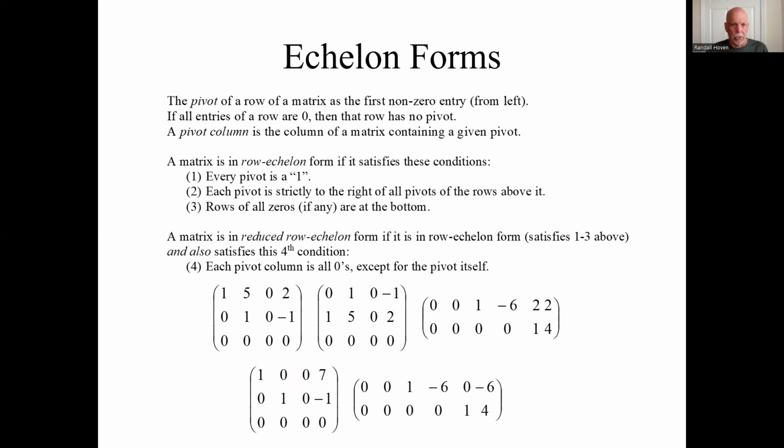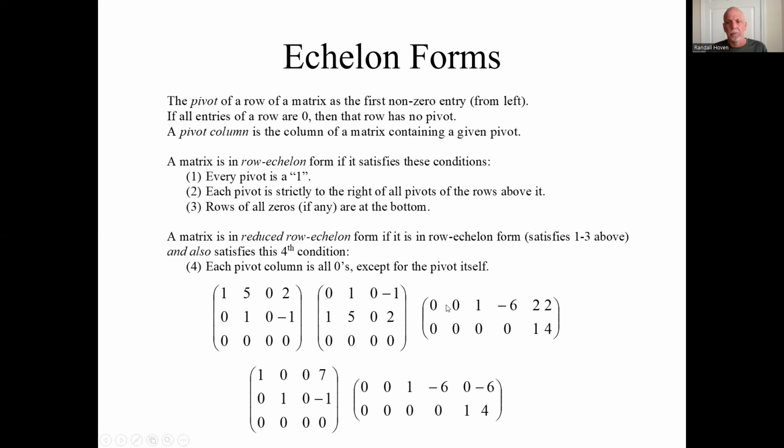What about this one below it? Pivot here, 1, pivot here, 1, row of all zeros. This one is to the right of that one. It is in row echelon form. 2 pivots. Here's the first pivot column. Zeros other than the pivot. Here's the second pivot column. Zeros other than the pivot. This one is in reduced row echelon.